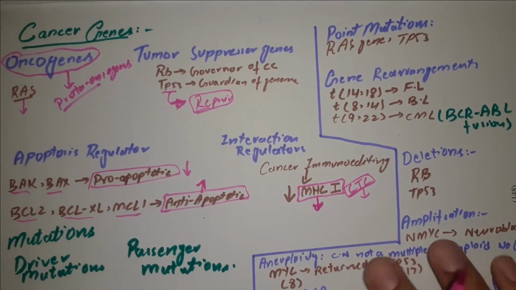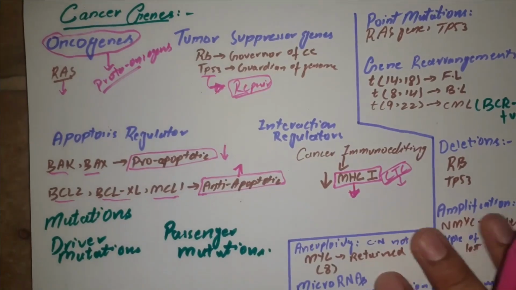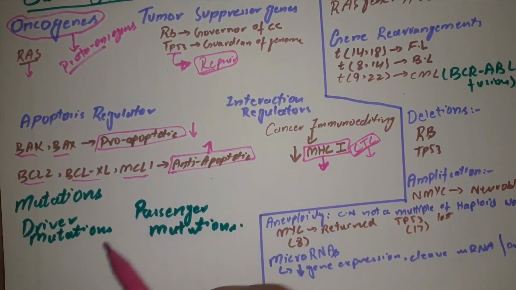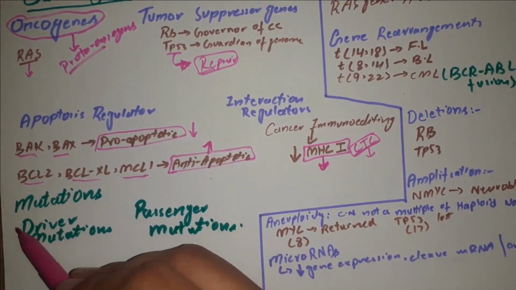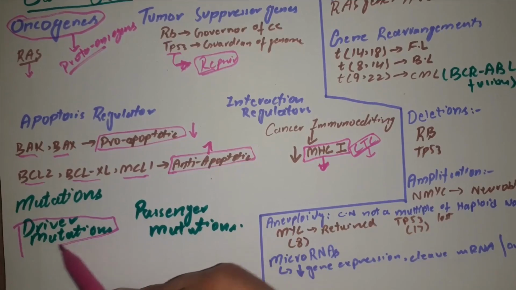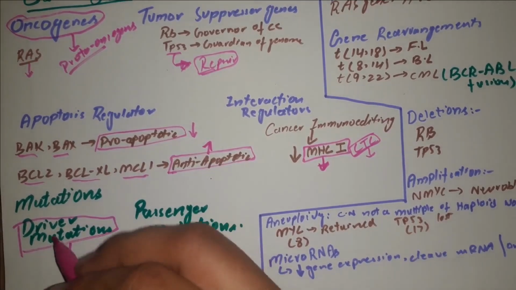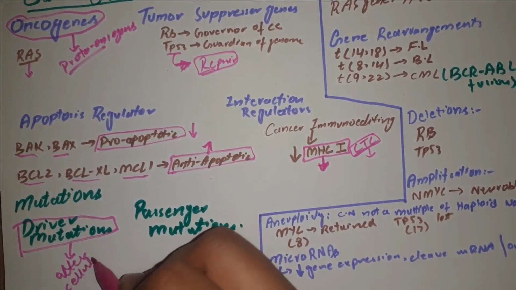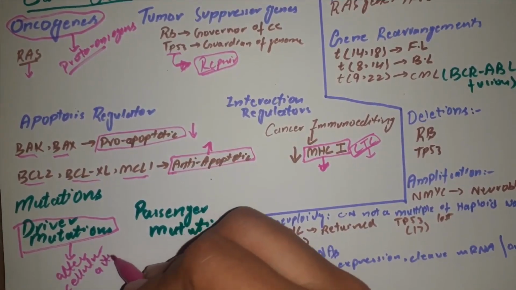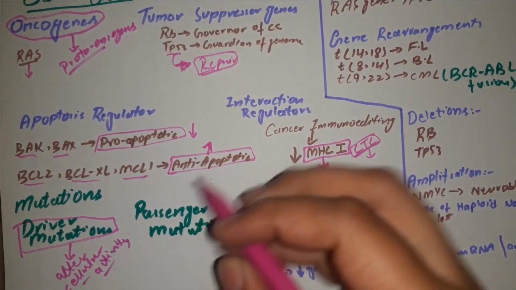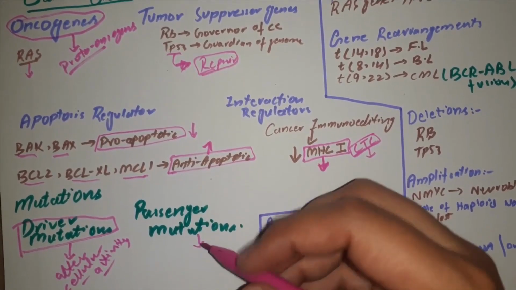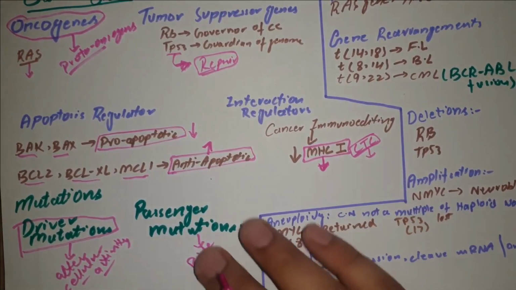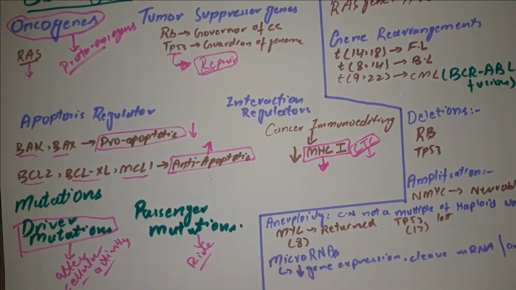So what are the different kinds of mutations which can happen and lead to carcinogenesis? The two principal classifications of mutation are driver mutation and passenger mutation. What are driver mutations? Driver mutations are basically principal mutations that directly alter cellular activity. However, passenger mutations are mutations which do not directly alter cellular activity, but they come along for a ride with driver mutations. You can say these are the additional mutations along with driver mutations.